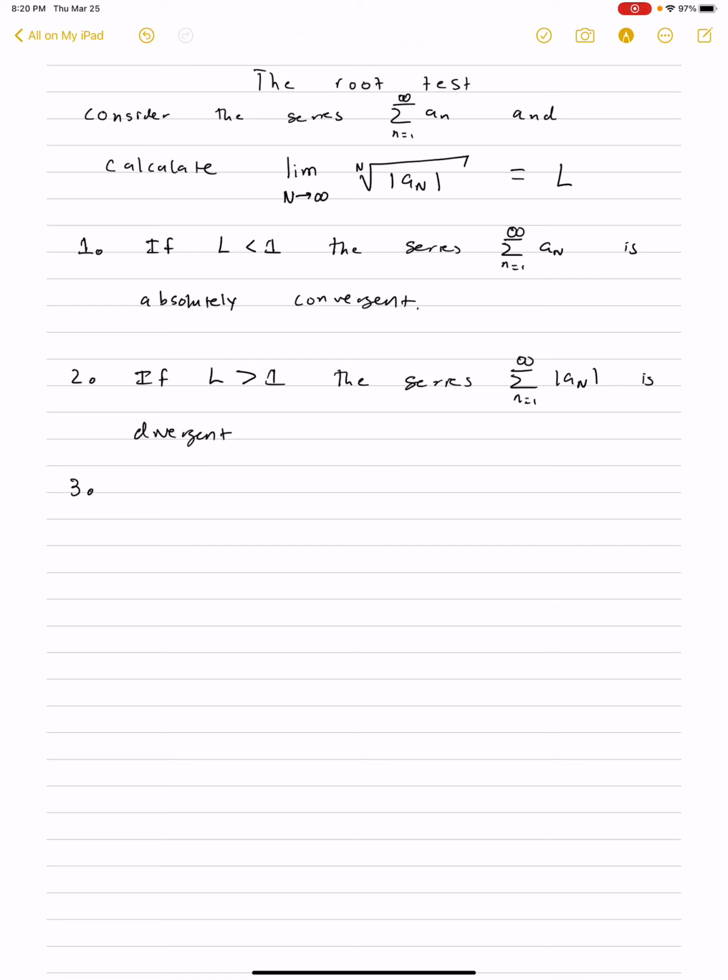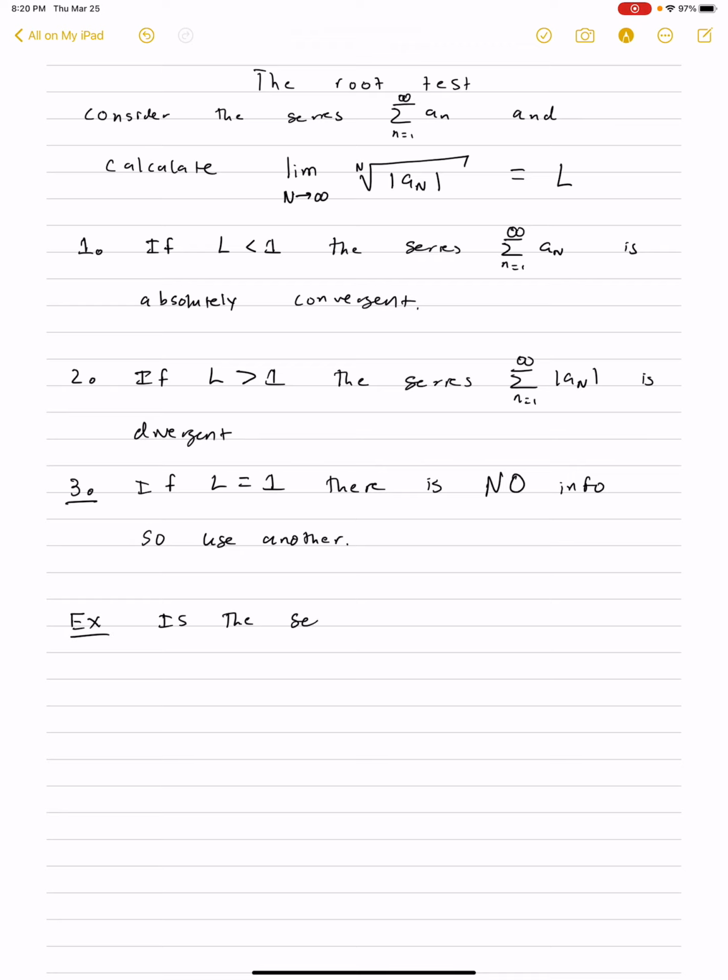And the third scenario is if L is equal to 1, there is no information. So you need to use another test. And there's a long list of tests for convergence or divergence. So let's consider a few examples.